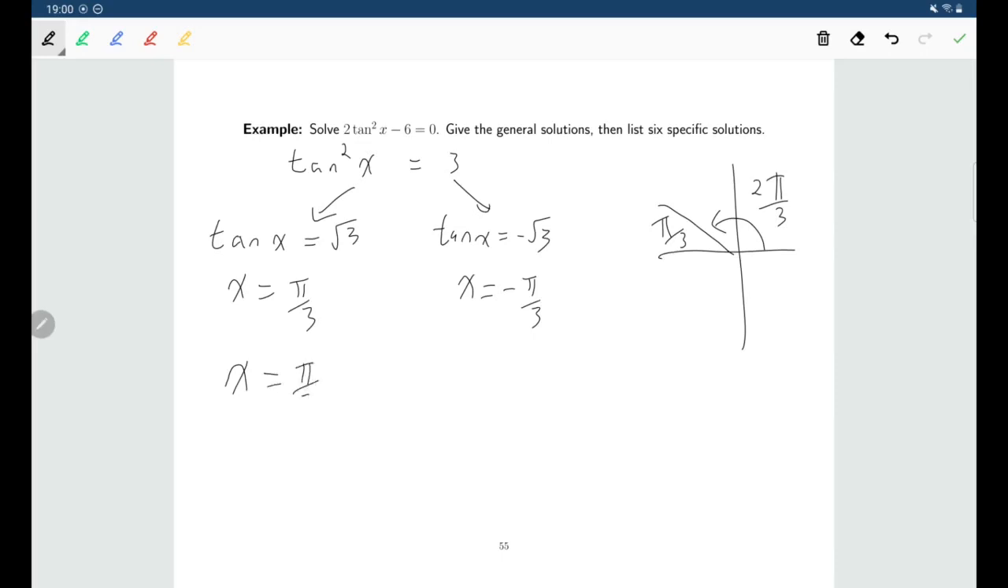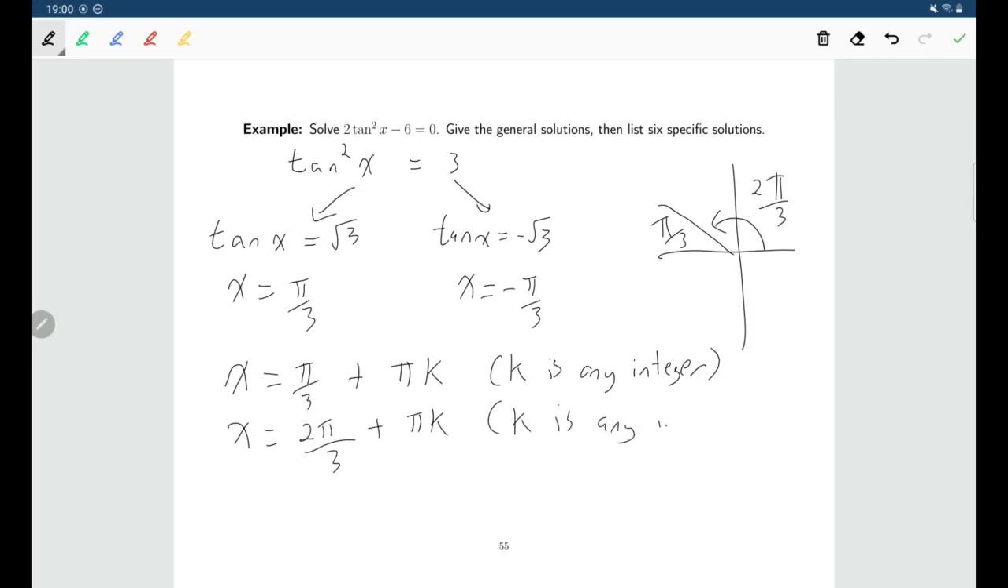Pi over 3, that's our solution in quadrant 1, and of course, any multiple of pi added onto that would be a solution. Also, 2 pi over 3, that's our quadrant 2 solution, plus any multiple of pi, would also be a solution. And there we go, those are our general solutions: pi over 3 plus multiples of pi, and 2 pi over 3 plus multiples of pi.